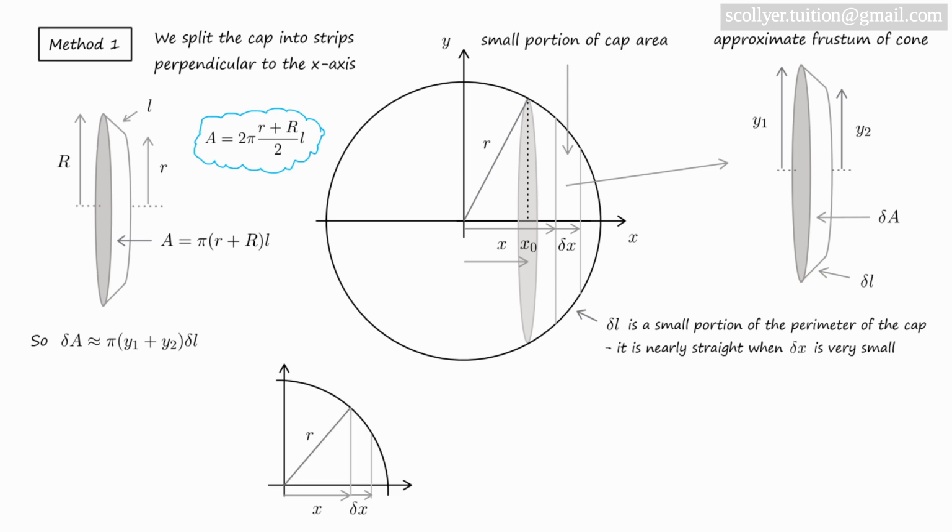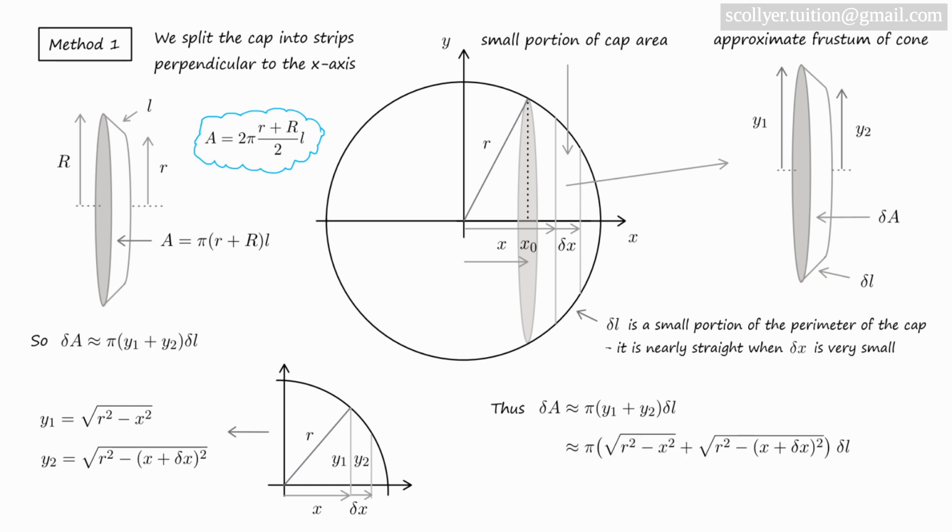Now we find expressions for y1 and y2 in terms of x. This is straightforward. From Pythagoras' theorem we see that y1 is the square root of r squared minus x squared, and that y2 is the square root of r squared minus x plus delta x all squared. And so delta A, which is pi into y1 plus y2 times delta L, becomes this expression. But to continue, we need to find delta L in terms of x as well.